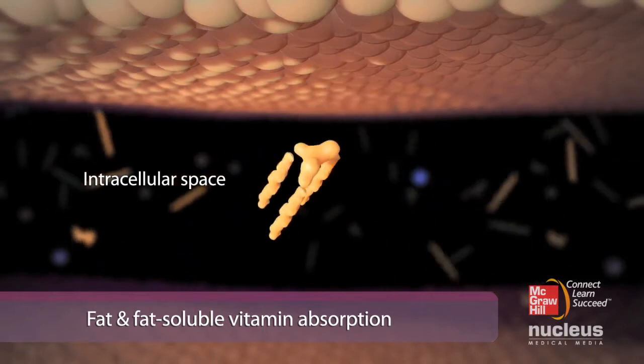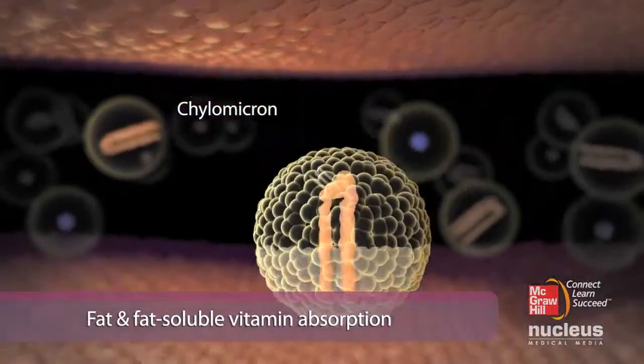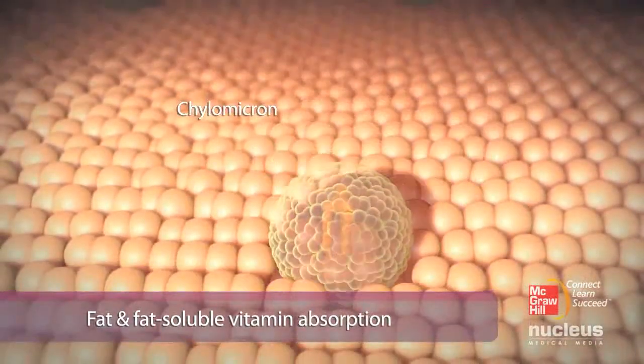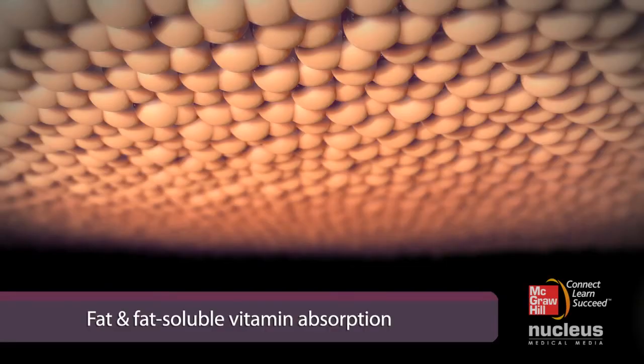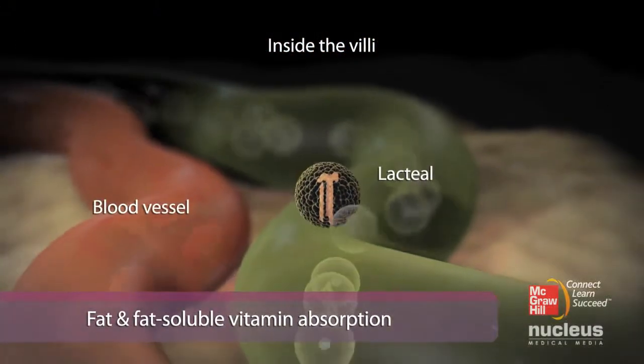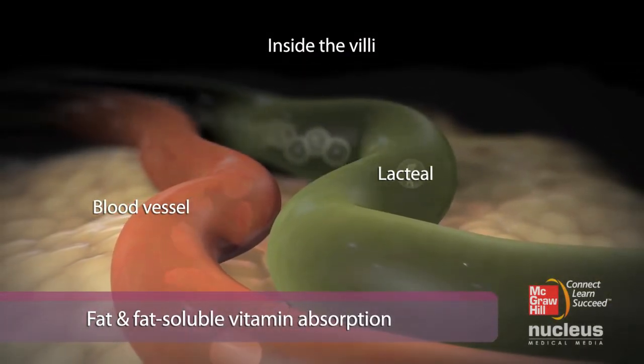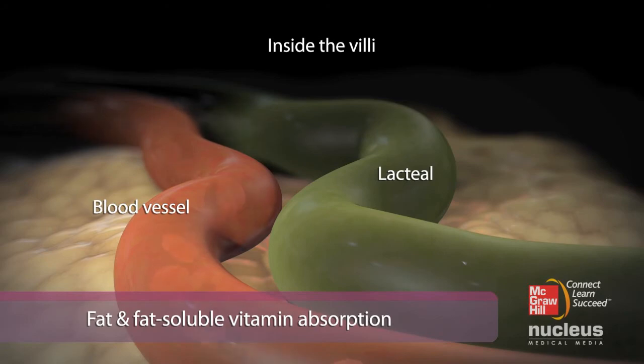Within the cell, the lipids and fat-soluble vitamins are packaged into chylomicrons, which are delivered to the lacteals or lymphatic capillaries in the intestinal villi for transport to the lymphatic system and eventual return to the blood.